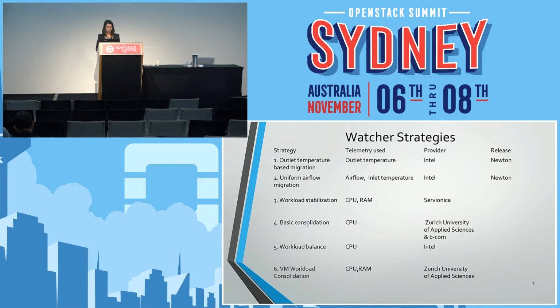And for the basic consolidation and the VM workload consolidation, they both do the consolidation thing. But there is a difference between these two strategies. The basic one is mainly to minimize hosts which have too much or too little load, and the VM consolidation is to consolidate CPU and RAM onto as few hosts as possible, which will ultimately free some of the hosts that can be powered down to save energy. And these are the first six.